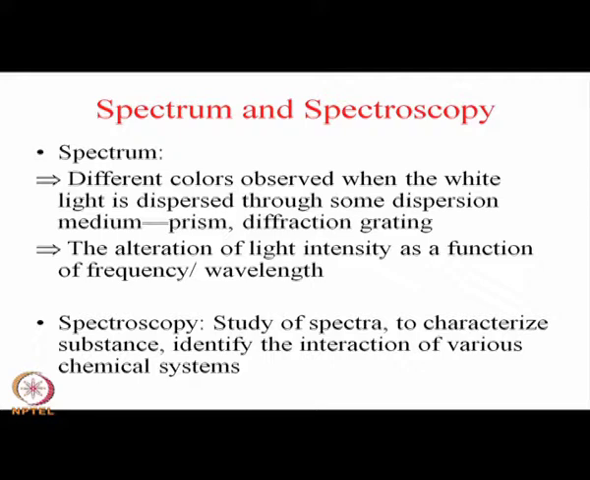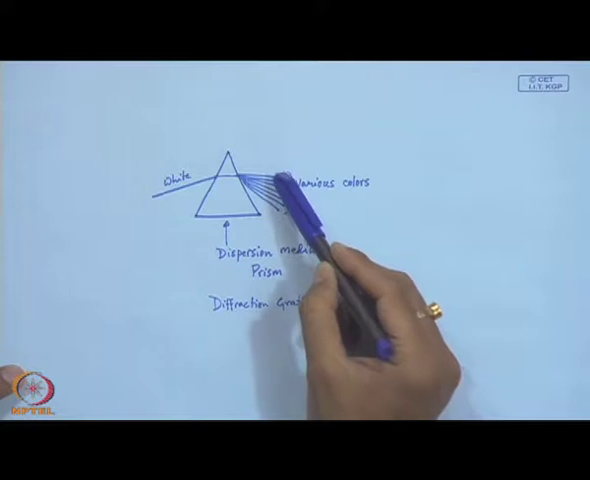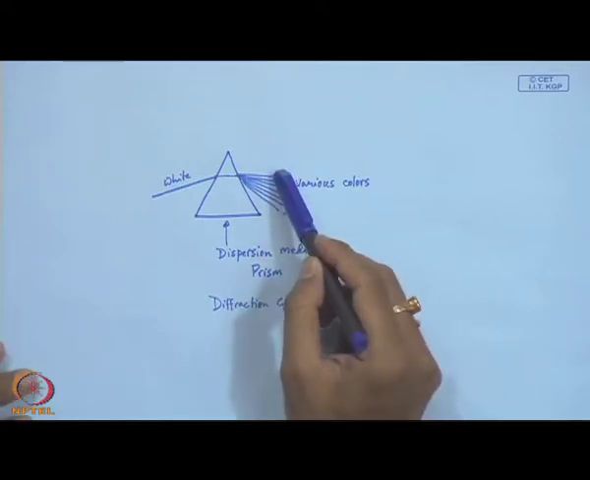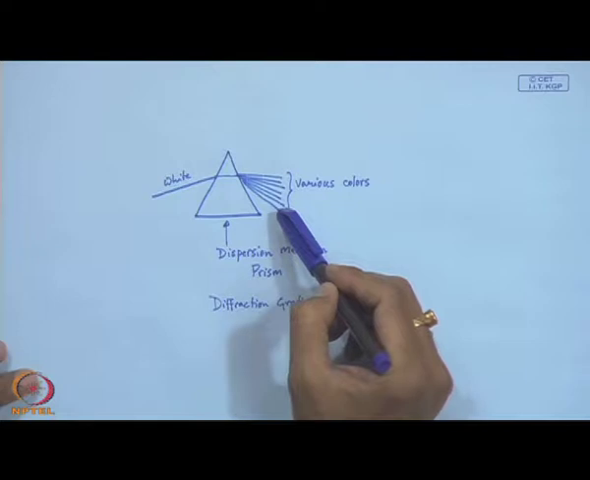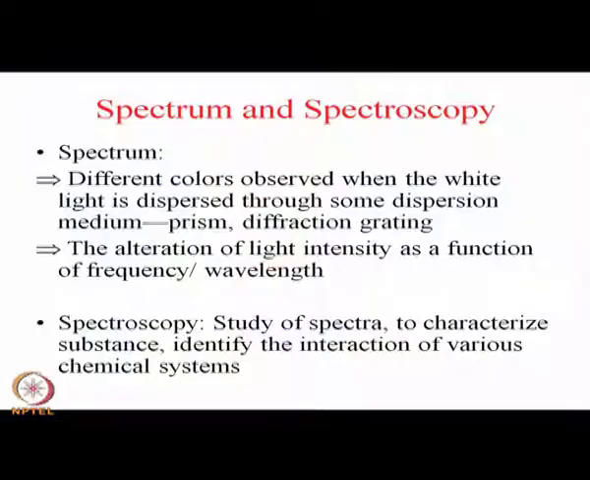Next is the alteration of light intensity as a function of frequency and wavelength. That is important. After the light is dispersed, when it passes through some medium, there may be an alteration of intensity of certain frequencies, and that is basically absorption. Alteration means some frequencies are diminished and some remain as they are. Some frequencies are absorbed and some are not absorbed at all. As a result, there is an alteration of intensity of certain frequencies or certain wave numbers.